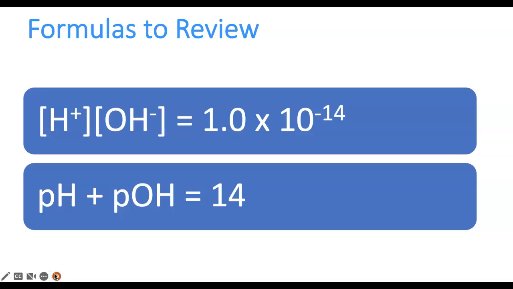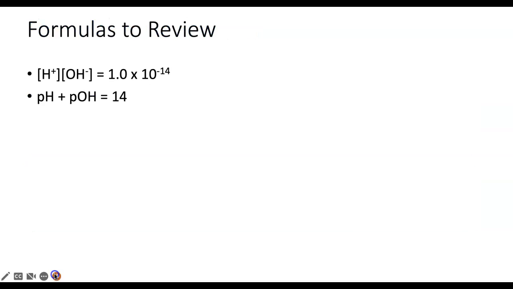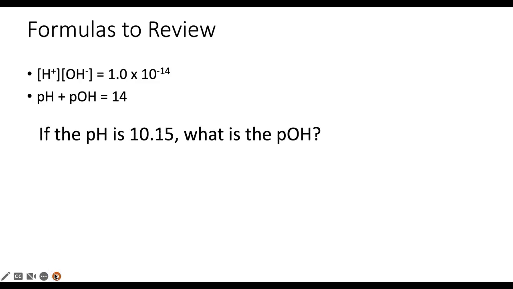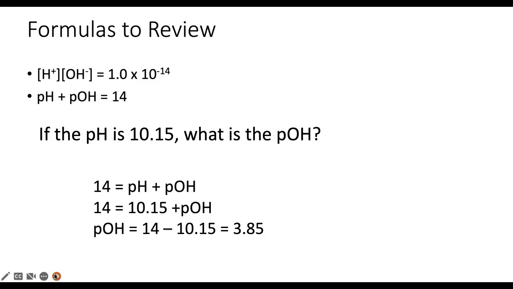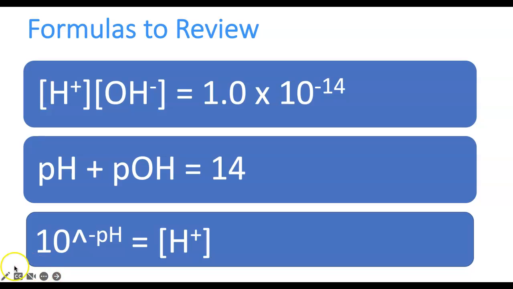All right, a couple formulas. You definitely need to know these formulas. Please make sure that you memorize them because you're going to need to use them a lot and keep them in mind. If that's your pH, what's your pOH? Well, it's really that simple. All you've got to do is think pH plus pOH is 14 and simply subtract to get that your pOH is 3.85. So again, just keep those formulas in mind.